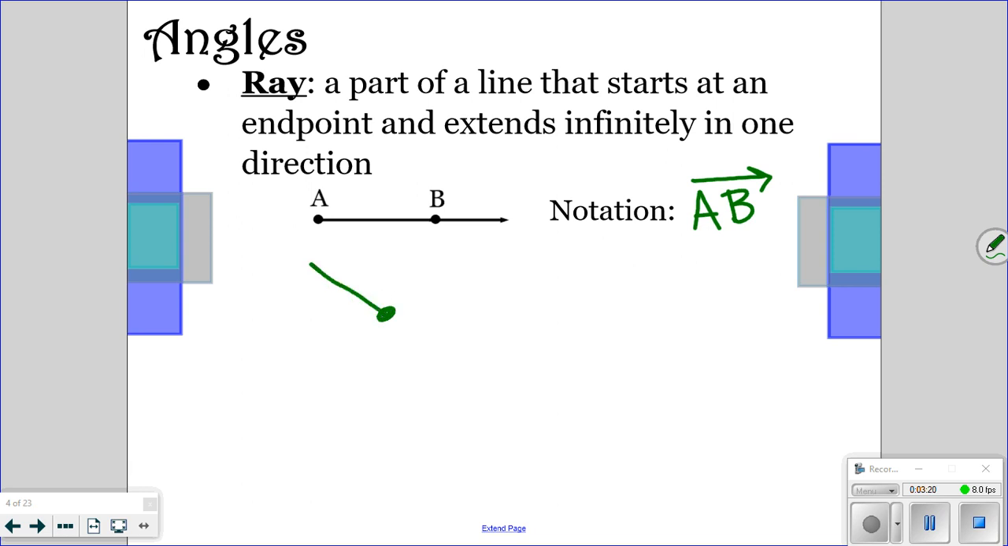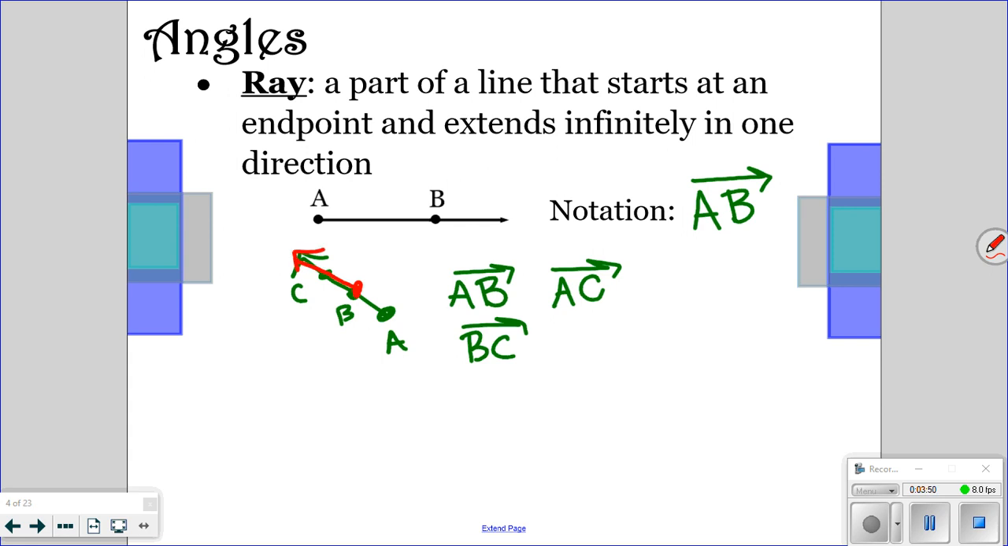Now if we have one going this way, I'm going to say A, B here. The endpoint is still A, so we still have to start with A, and then the other point on the ray is B. And so you do ray AB. Now if we had a point C here, we could label it AC. But if we did BC, ray BC would start at B and go through C. So you have to be careful which point you start with.